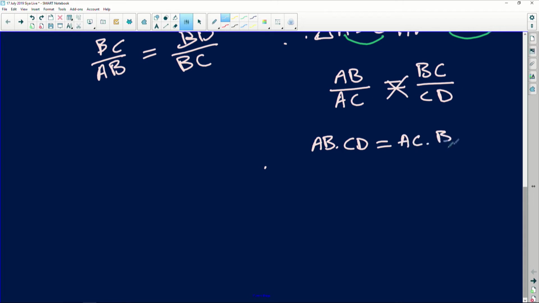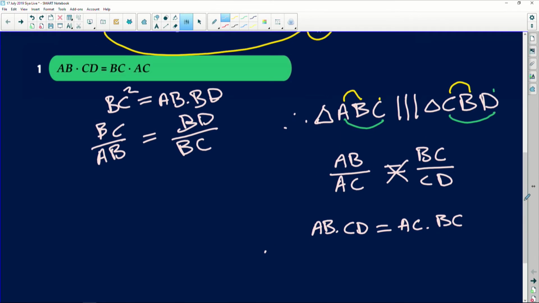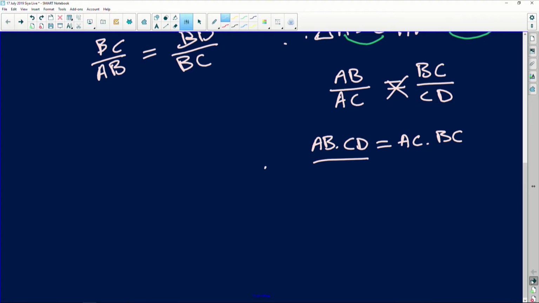AC multiplied by BC. So let's just try and see if that's what they wanted. Do you see? What I have up here, which is what they wanted me to prove, is AB times CD is equal to BC multiplied by AC. Remember, multiplication doesn't matter which one comes first, because 3 multiplied by 2 is the same as 2 multiplied by 3. So that's why that is still the same as that. Move on to the next question.